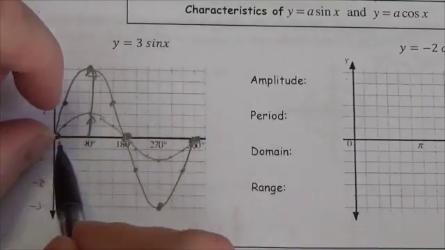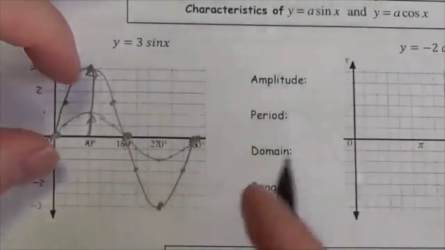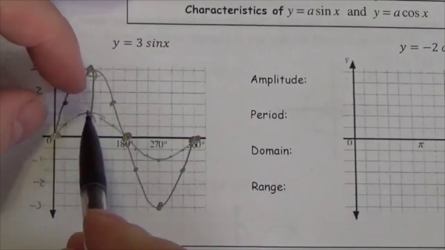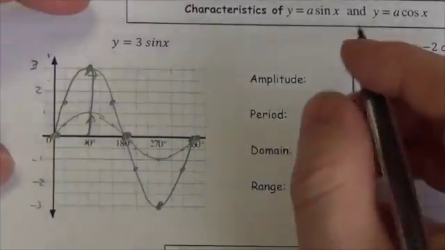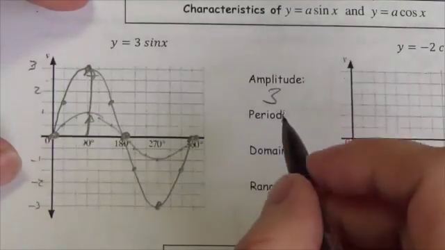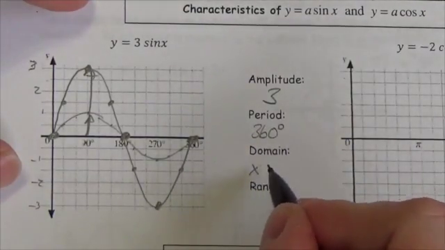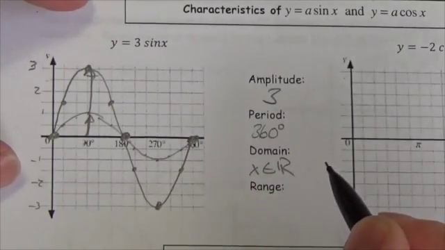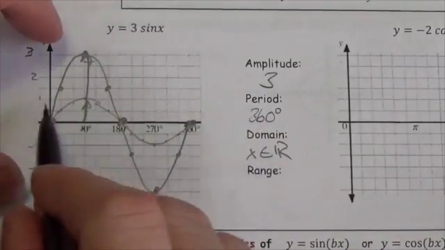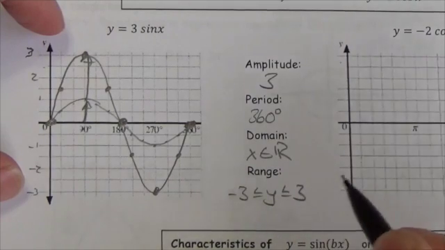Now amplitude, if you're just talking about sine and cosine, not tangent, is just the distance from the x-axis to the peak or to the bottom. So this is now going to be stretched by a factor of 3. This was a vertical transformation, so it had no bearing on the period. The period is still 360. The domain is still going to be x is an element of the reals. Okay, but our range will change because it used to be negative 1 up to positive 1, and now it's going to be negative 3 to 3.